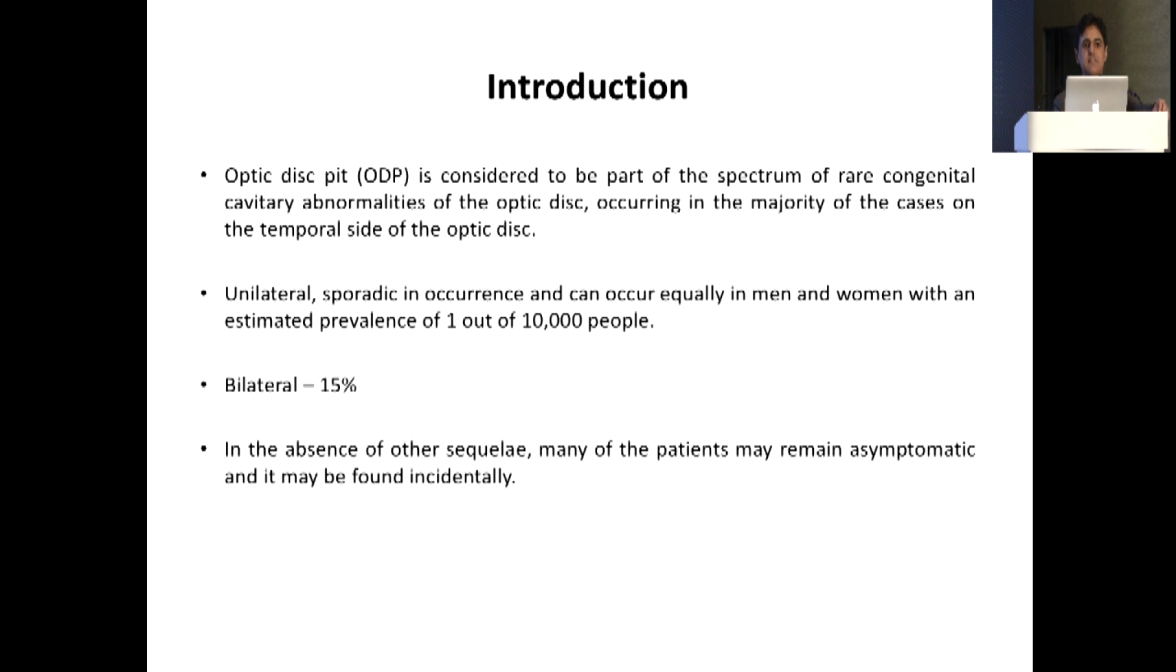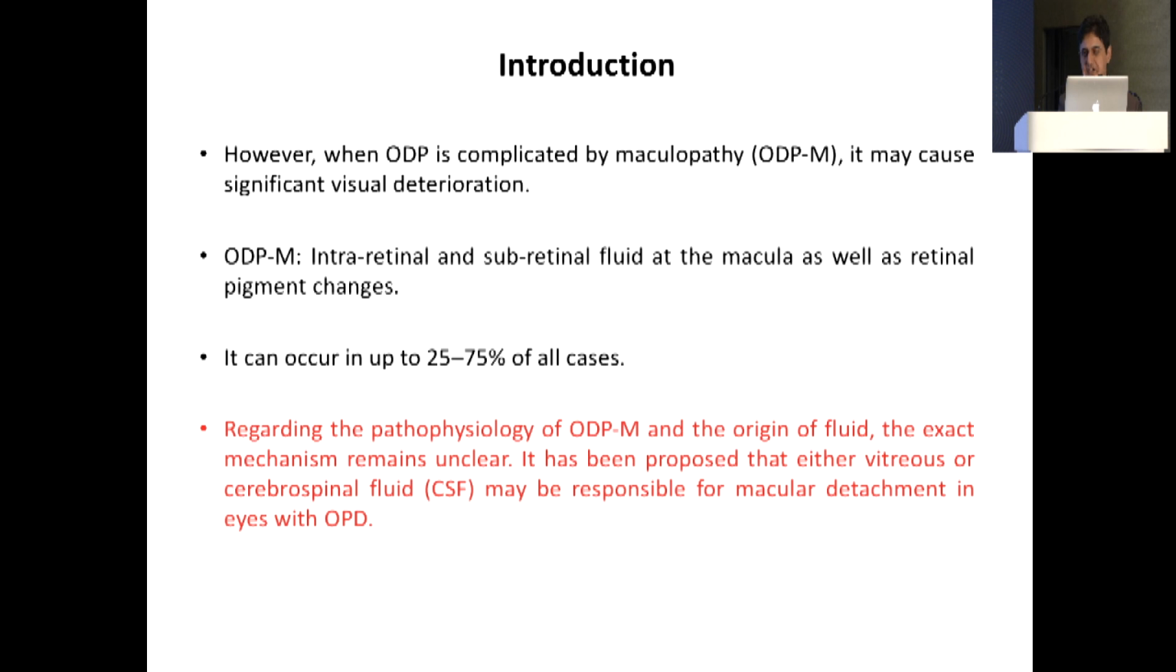In most of the cases, the patients are usually asymptomatic, and it is just an incidental finding, or a patient may present with an optic disc pit maculopathy, which causes visual deterioration. It is associated with the presence of subretinal fluid and macular schisis, that is in the form of intraretinal fluid. This can happen in about 25 to 75% of the cases.